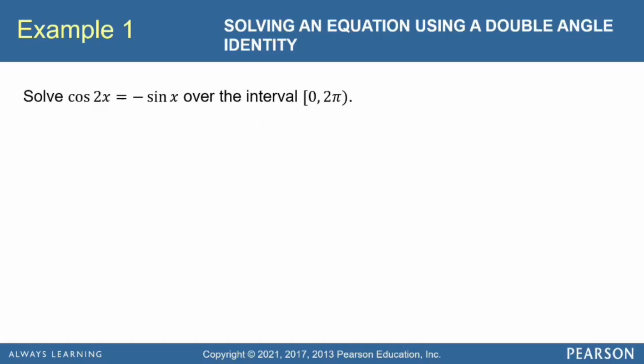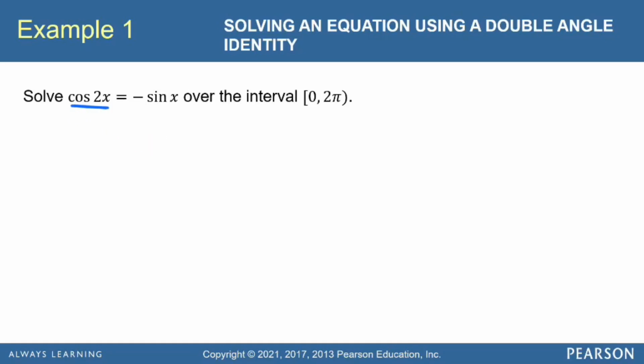So here's example 1, and it says solve cosine of 2x equals negative sine x over the interval from 0 to 2 pi. Well, you see what's different here from our previous examples is that we've got cosine of 2x. So we've got to deal with that. And the way to deal with it is to replace cosine of 2x with one of its identities.